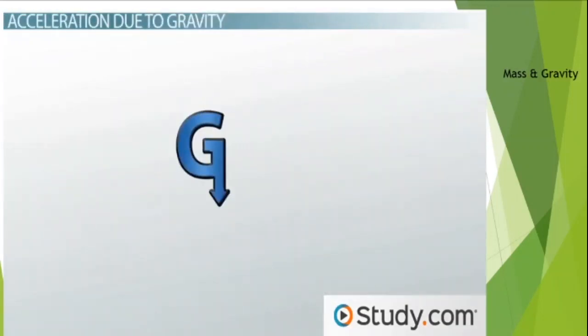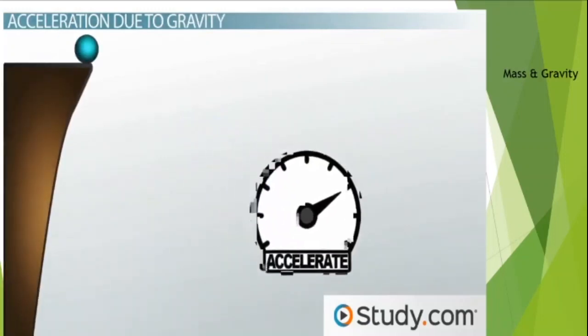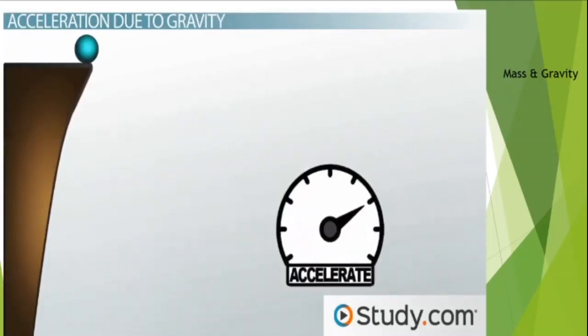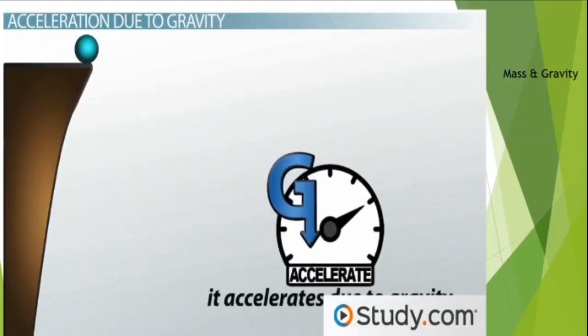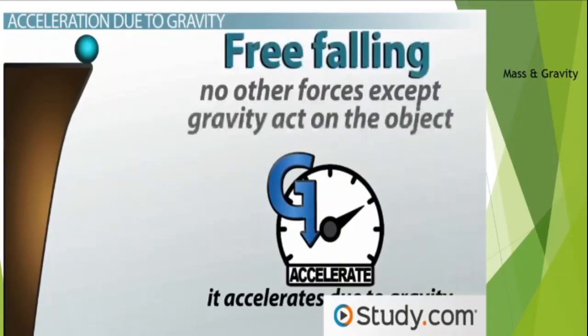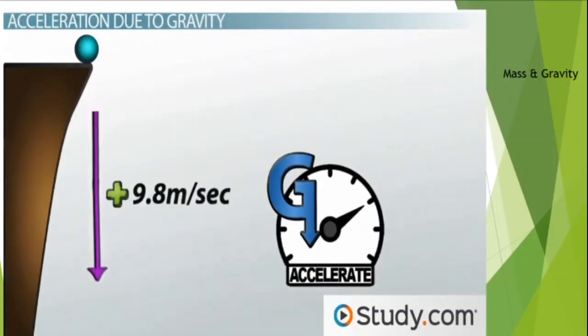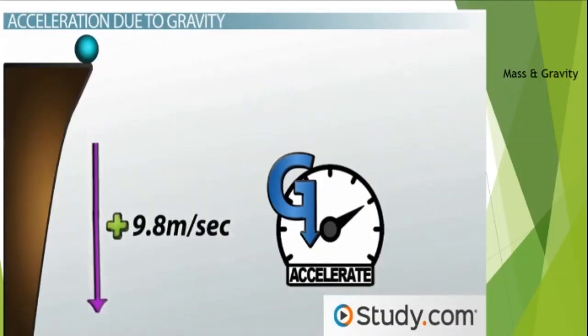Let's look at an example of how gravity causes acceleration. If you drop a ball from a cliff, you'll notice that the speed increases as it falls. It accelerates due to gravity. We have determined that the acceleration of gravity is 9.8 meters per second squared. That is for free-falling objects on Earth. Free-falling simply means no other forces except gravity are acting on the object. For example, any effect of wind resistance would be neglected. The velocity of a free-falling object increases by 9.8 meters per second every second.